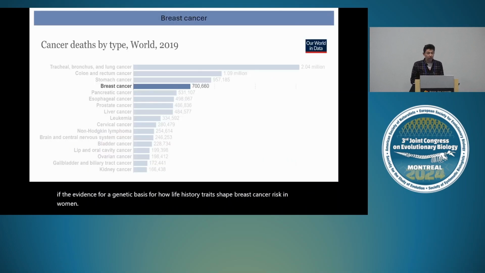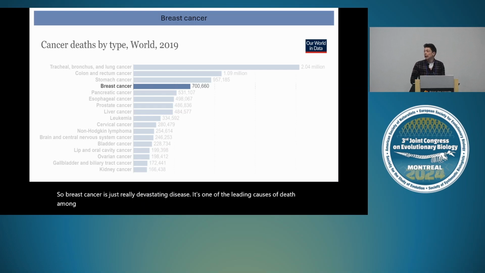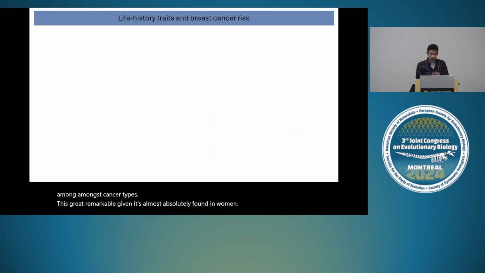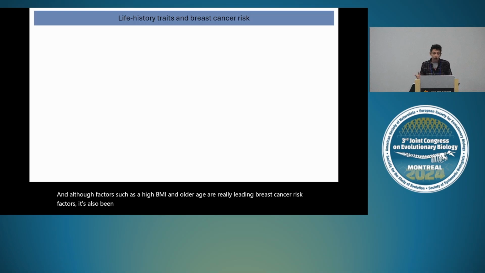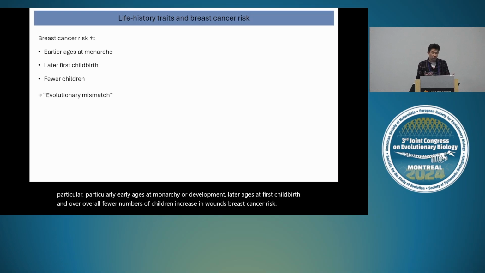So breast cancer is this really devastating disease. It's one of the leading causes of death amongst cancer types. And this is quite remarkable given it's almost exclusively found in women. And although factors such as a high BMI and older age are leading breast cancer risk factors, it's also been shown across an array of studies that life history traits play a role. Particularly early ages at menarche or development, later ages at first childbirth, and overall fewer numbers of children increase a woman's breast cancer risk. And this is thought to be due to a sort of evolutionary mismatch.